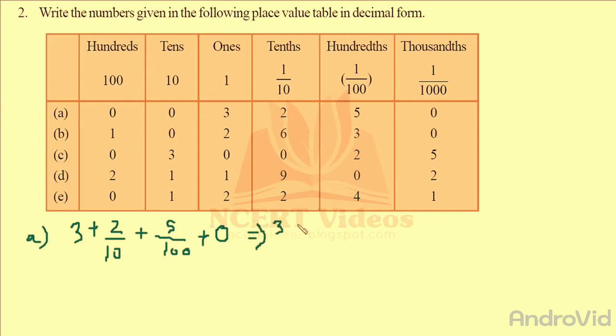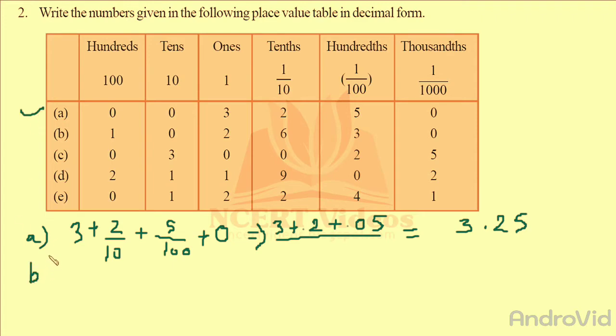So 3 plus 0.2 because only 1 zero is there, plus 0.02 because 2 zeros are in the denominator. So that would be 3.25. Adding them all. First put the decimal, then it becomes easier. 25. And the whole part is 3. 25 is a decimal part. Remember it. So that makes question A.